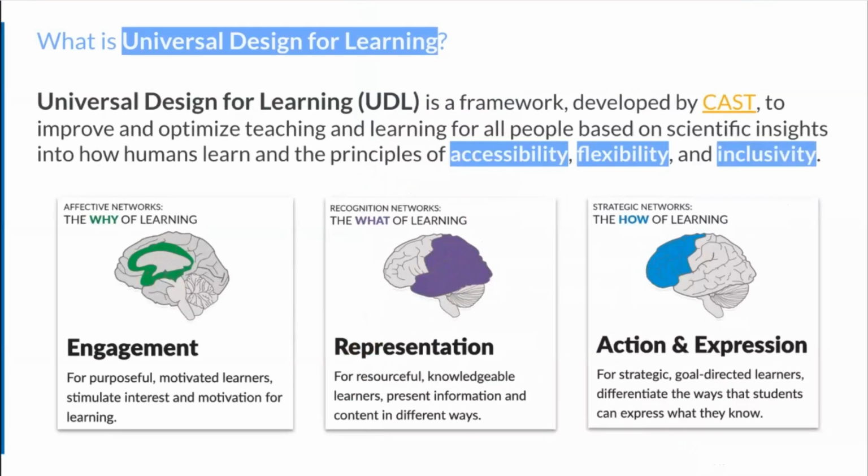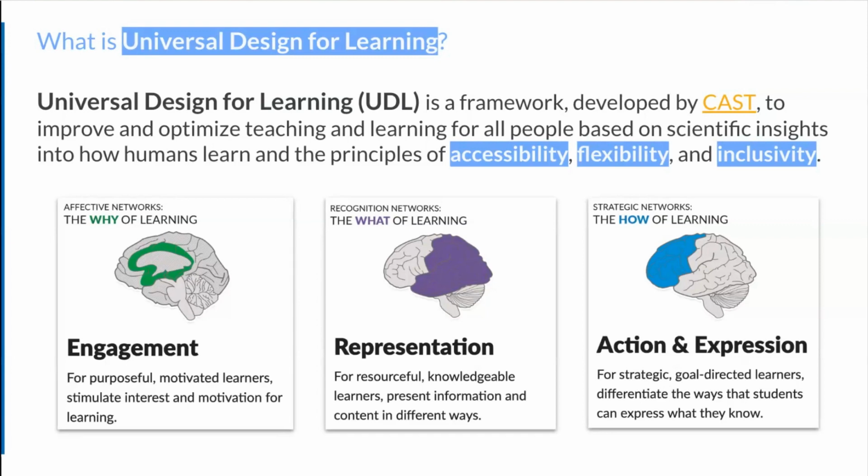Okay, so what is UDL? It is a framework developed by the CAST organization to improve and optimize teaching and learning for all people. And this is based on scientific insights into how humans learn and the principles of accessibility, flexibility, and inclusivity. So we have three core principles: engagement, representation, action, and expression.